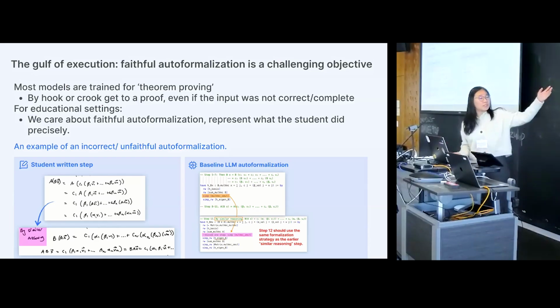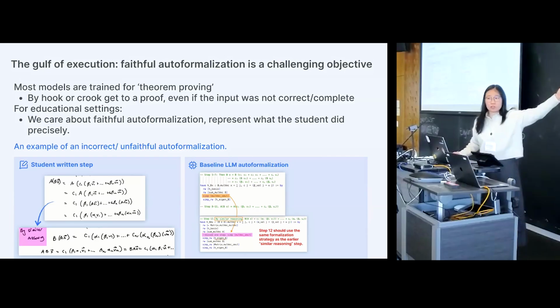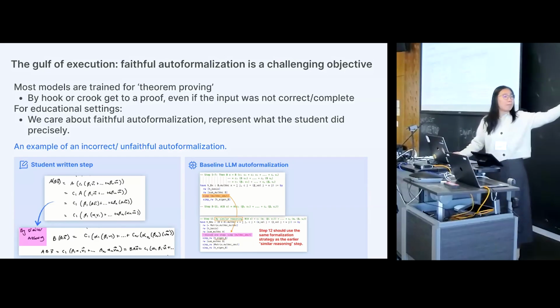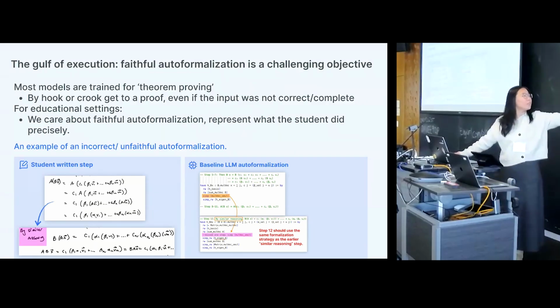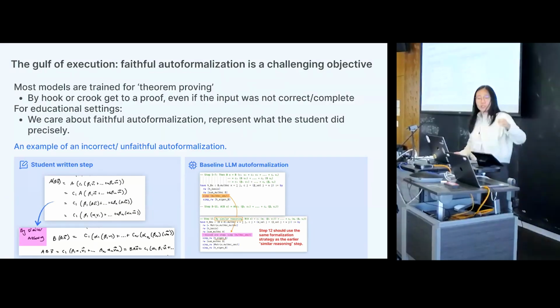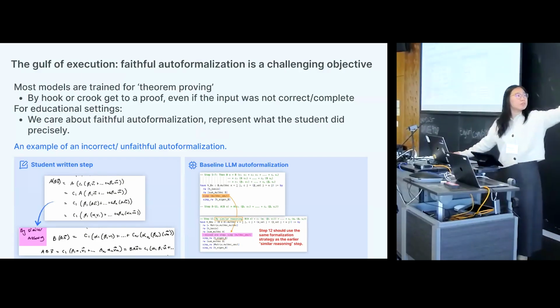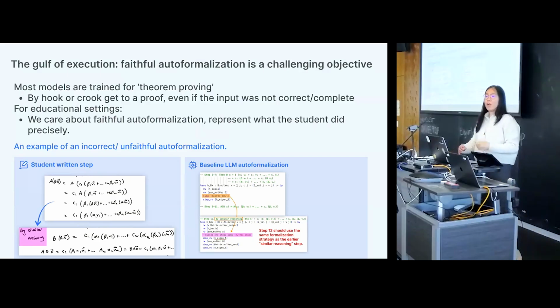So for example, this is a step written by a student. In the first step, the student is explaining in detail how one formula is translated to another formula. But in the later step, the student just writes "by similar reasoning." By this term, the student is just trying to apply the same strategy that was applied before to this formula. So within the auto-formalization, the later proof step should also use the same strategy as the earlier proof step. However, we'll show that in a baseline auto-formalizer, LLMs always fail to use the same strategy.